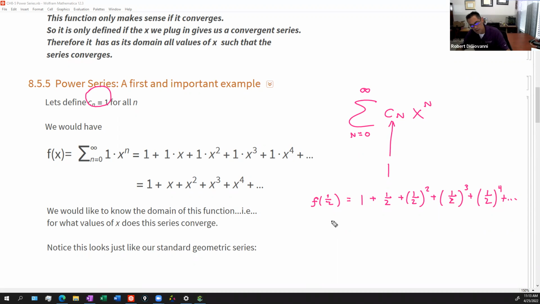Let me write it out. This is a sum, and I'm going to write it starting with 0 to infinity. This is 1/2 to the nth power. Do y'all agree? You have a fraction to the n. Yeah, geometric.